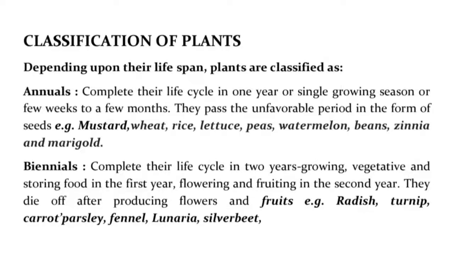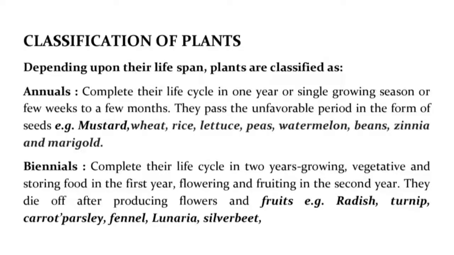Classification of plants depending upon their lifespan. Plants are classified as annuals, which complete their life cycle in 1 year or single growing season, or few weeks to a few months. They pass the unfavorable period in the form of seeds, e.g. mustard, wheat, rice, lettuce, peas, watermelon, beans, zinnia and marigold.